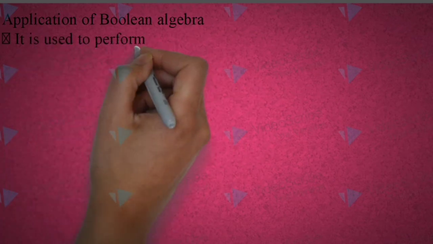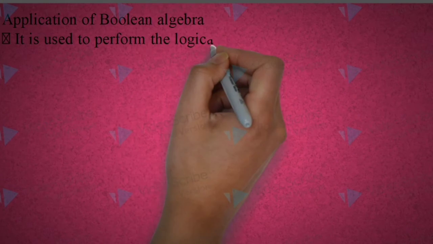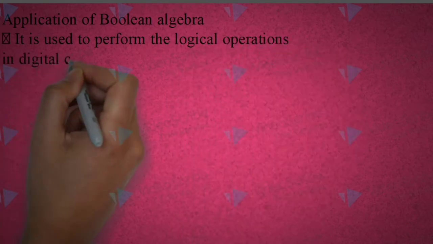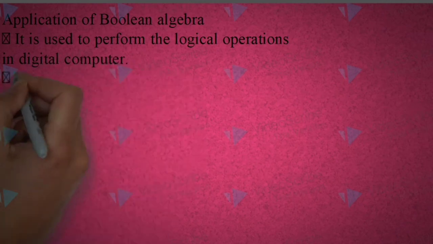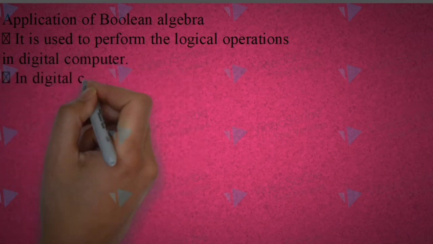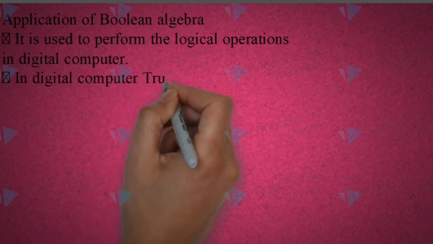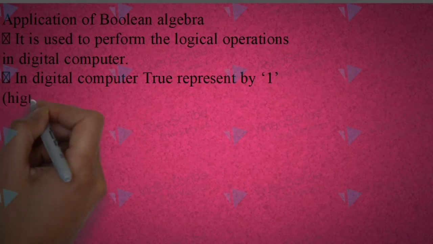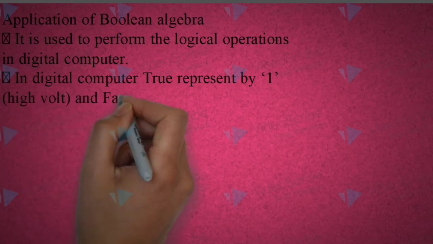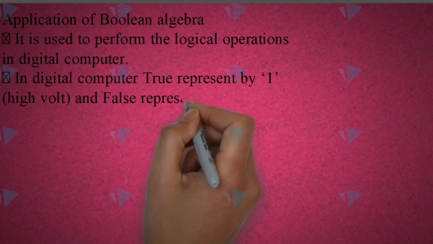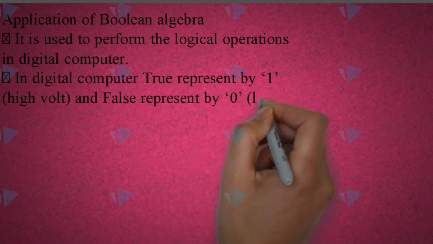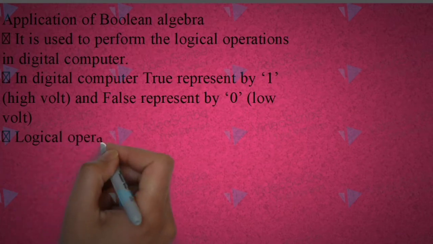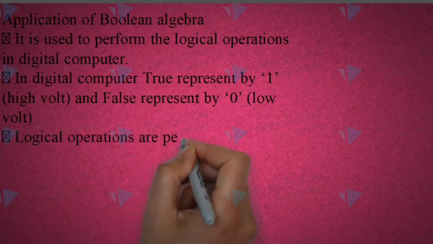So let us see what the applications of Boolean algebra are. Boolean algebra is implemented in our digital computers to perform all the logical operations. In a digital computer, we know that true represents 1 and false represents 0, or true represents high voltage and false represents low voltage. So Boolean algebra is used to perform logical operations in digital systems.